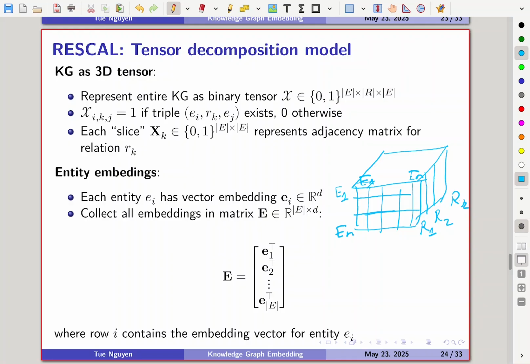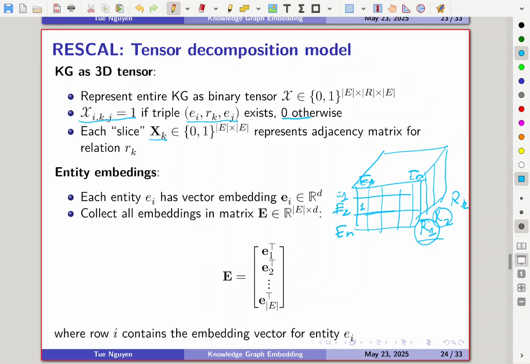1 means that the two entities have the relationship regarding R1. For example, if here the value is 1, it means that entity E2 and E1 are related by the relation R1. If you move to the slice R2, you get the same value for relation R2. So I just repeat it here, x_ikj is equal to 1 if this triple exists and 0 otherwise. And each slice R_k is just the adjacency matrix for the relation R_k.